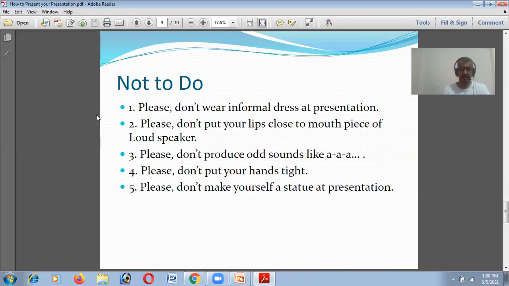What should be done in order to eradicate such kind of bad habits? Why do such odd sounds come from our mouth at the time of presentation? It happens that when your brain fails to find an appropriate word, then such odd sounds come at the time of the presentation. So using some phrases, you can eradicate this odd sound. What are the phrases? You know, I mean, I want to say, what should be said. So these are the phrases.